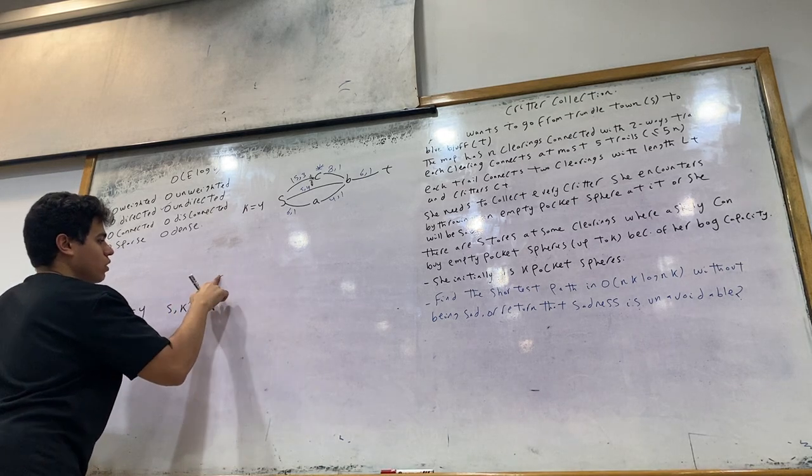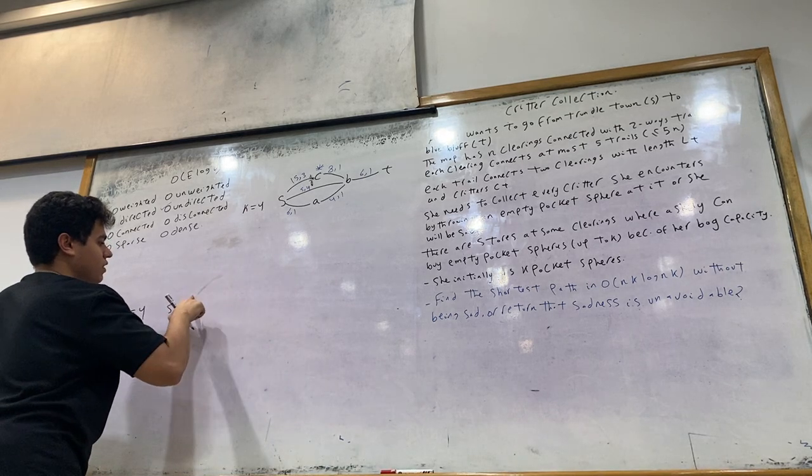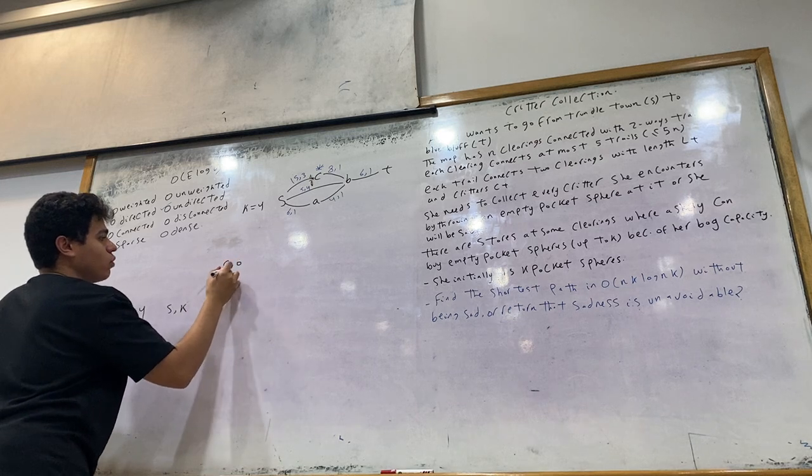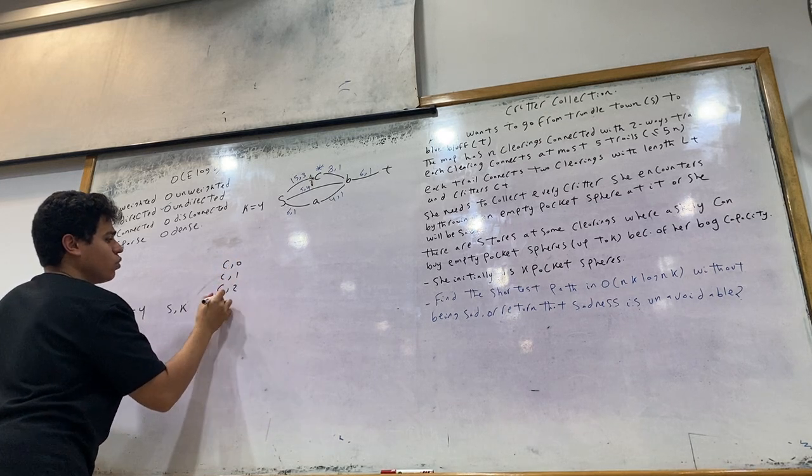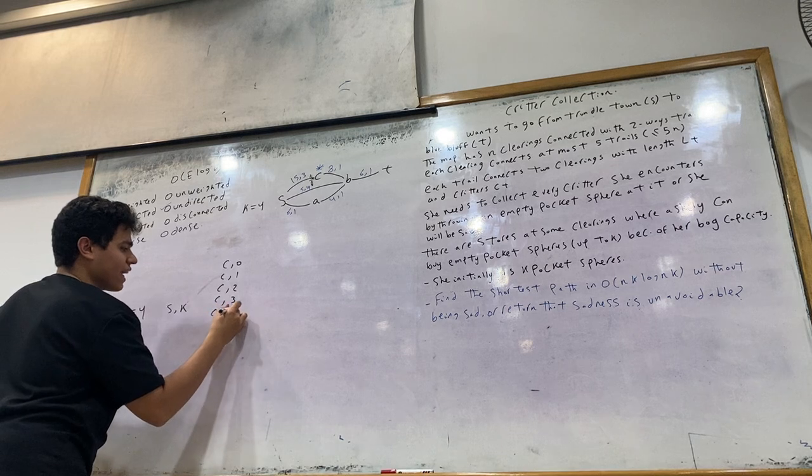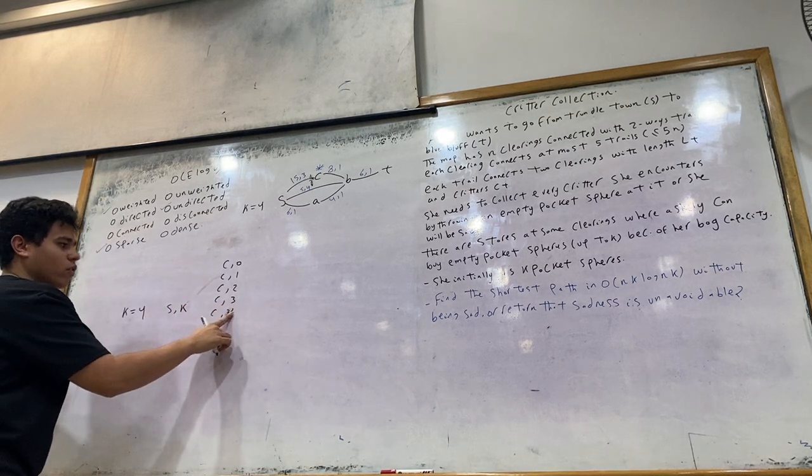Write the states. I can go with C and 0, C and 1, C and 2, C and 3, up to K, which is here 4.